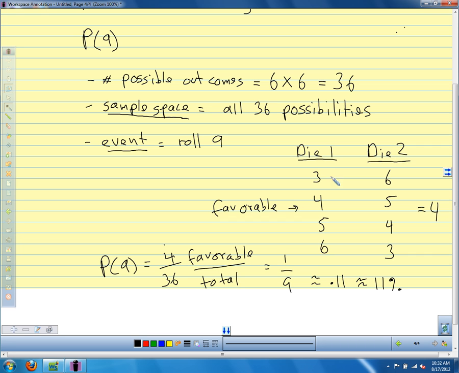The favorable outcomes: I just looked at all the different ways I could roll a 9 on 2 dice. If I got 3 on one and 6 on another, that gives me 9. A 4 on the first one and 5 on the other gives 9. So I have 4 combinations that give me 9. Okay? No worries.